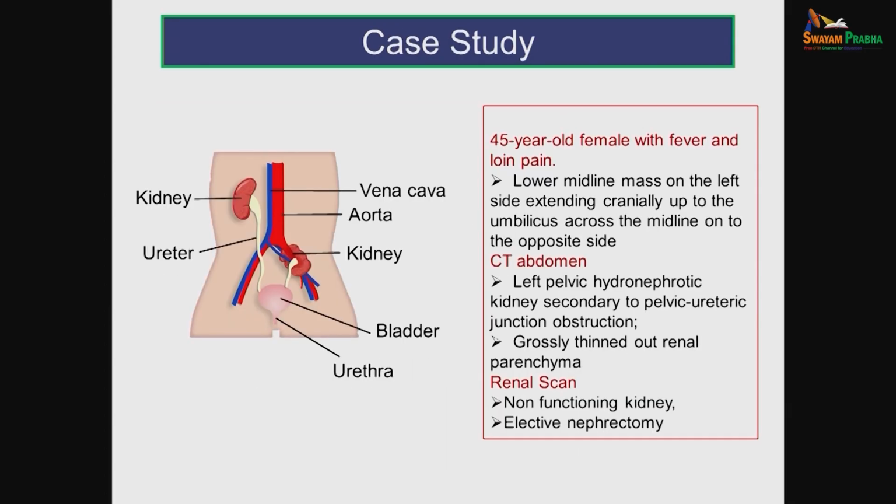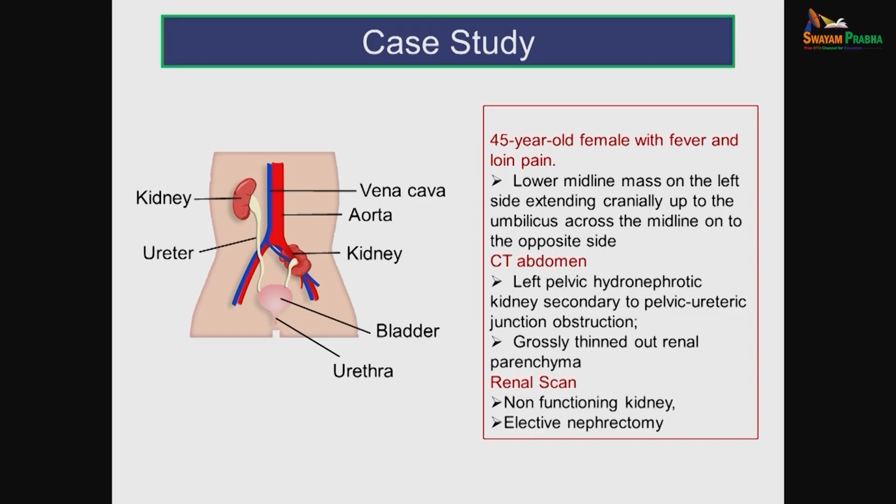We will begin with a clinical case study. A 45-year-old female presented to the OPD with fever and loin pain. The examining surgeon noticed a lower midline mass on the left side of the abdomen, extending cranially up to the umbilicus, across the midline onto the opposite side.